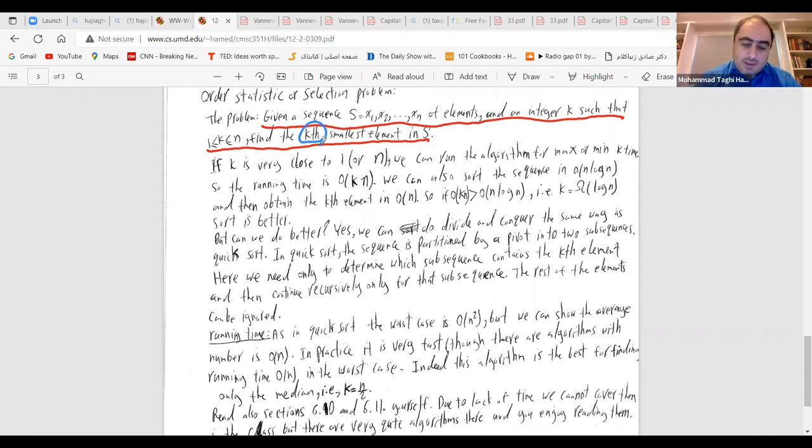So these are a very important set of problems. Again, this list is given to you, and you want to find the k-th element in this list.